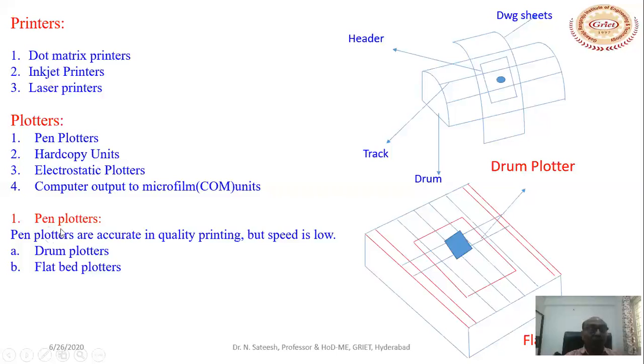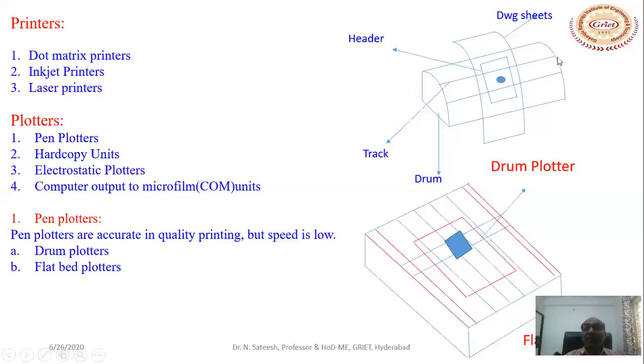Pen plotters. Pen plotters give accurate and quality printing, but the speed is low. Pen plotters are divided into 2 types: drum plotters and flat bed plotters. In drum plotters, you can see the drum shape, and the paper is attached to it. There is a track on the drum, the header is mounted, and on the header a pen with ink is mounted. The paper is rolled, and the header moves on the track left to right. Because of this relative motion in x and y, whatever image is on your computer screen or computer memory is printed on the drawing sheet.